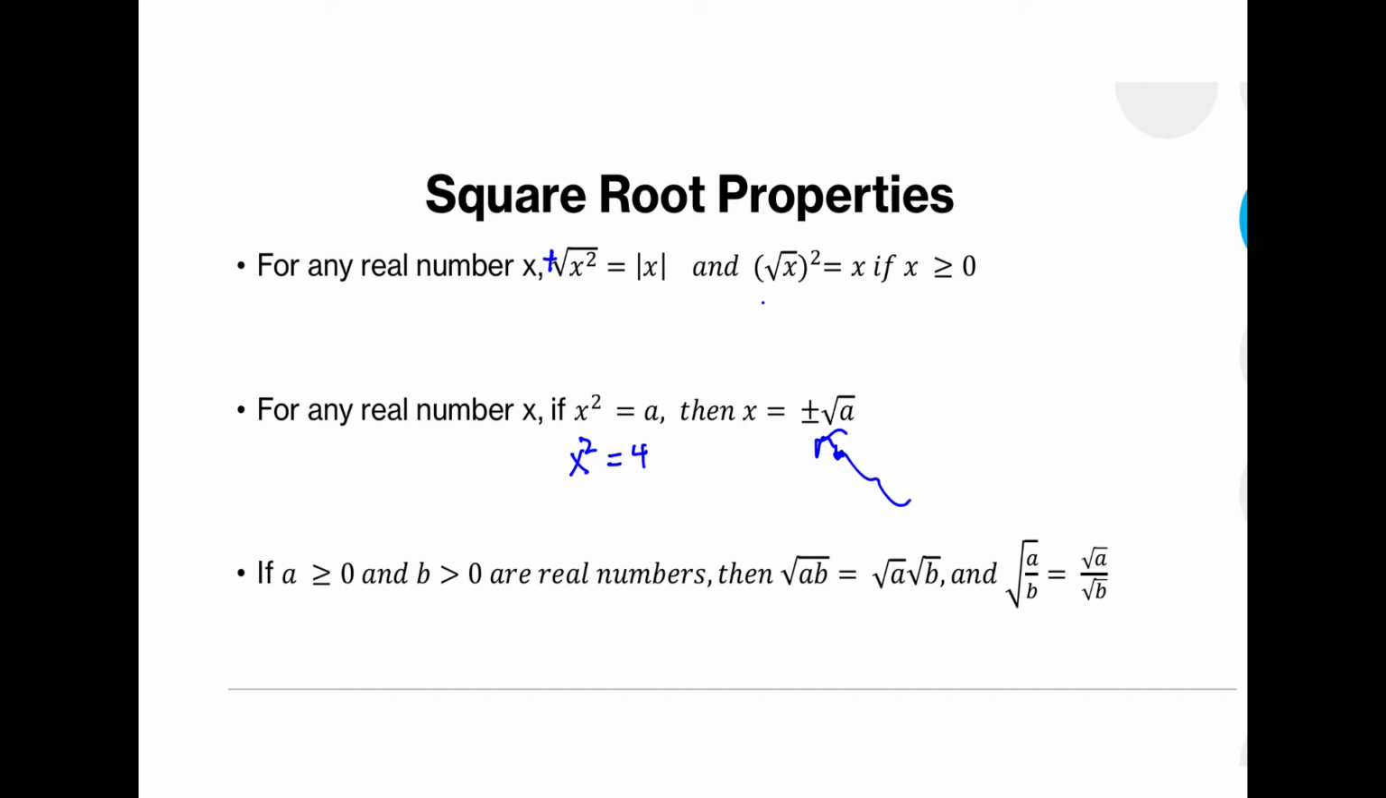So whenever you take the square root of both sides of an equation while you're trying to solve it, we always want to take the positive and negative root, because in reality there are two solutions to that particular equation.